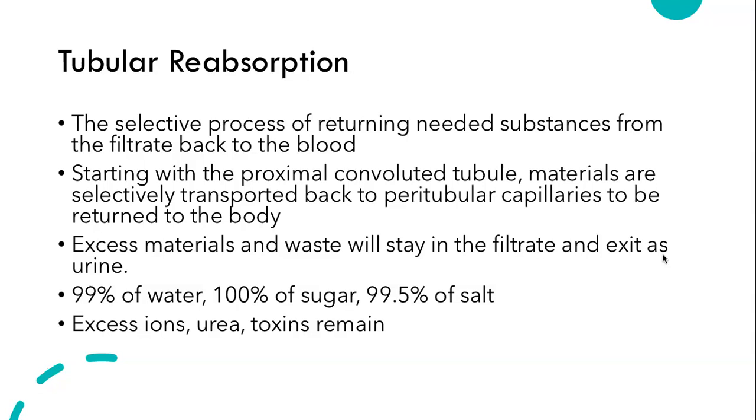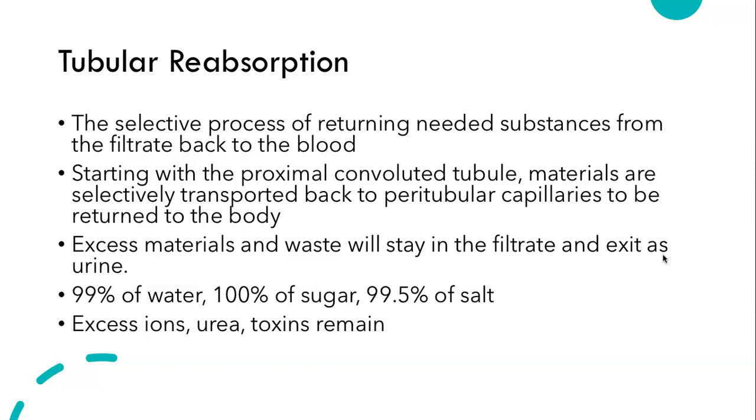Now let's talk about tubular reabsorption. That's the selective process of returning needed substances from the filtrate back to the blood. You start with the proximal convoluted tubule. Materials are selectively transported back to the peritubular capillaries, which is basically the blood, to be returned to the body. But excess materials and waste are going to stay in the filtrate and, of course, exit as urine. What kinds of things go back to the blood? Well, how about 99% of the water, 100% of sugar, and 99.5% of salt?